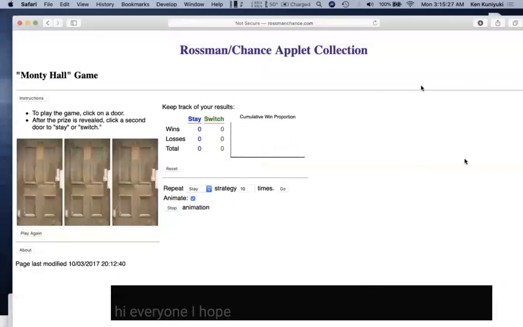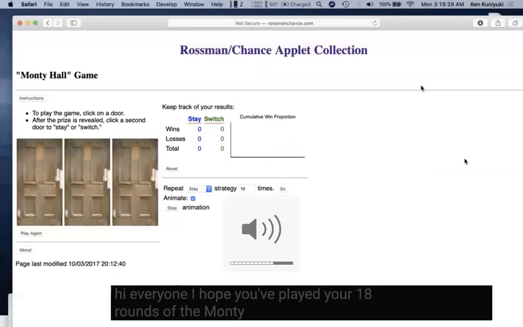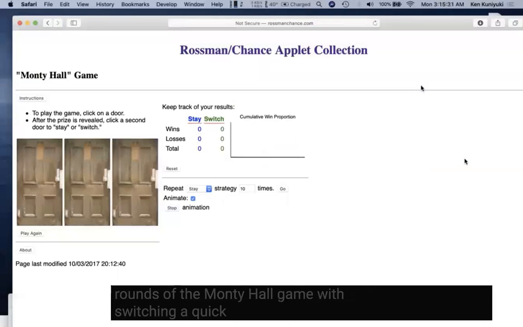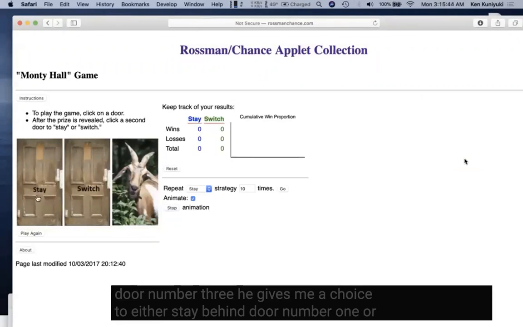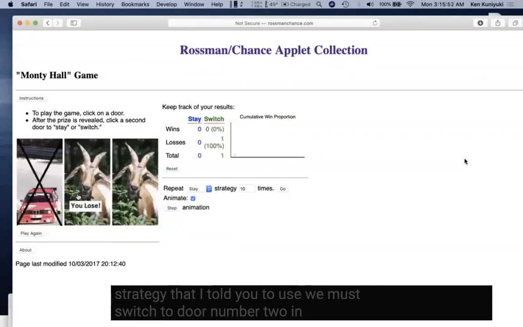Hey everyone, I hope you've played your 18 rounds of the Monty Hall game with switching. A quick recap. So let's say that I think the car is behind door number 1. Monty Hall decides to open door number 3. He gives me a choice to either stay behind door number 1 or switch to door number 2. As for the strategy that I told you to use, we must switch to door number 2. In this case, I lose, and that registers a loss over here.